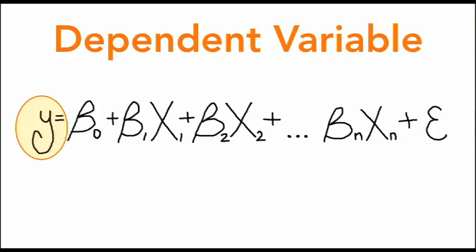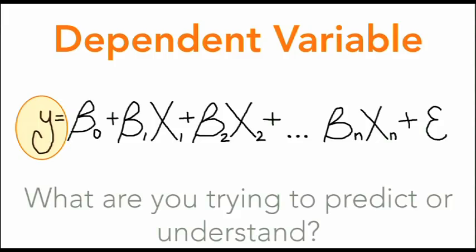So we start with that y. That's what we call the dependent variable. That's the thing that we're trying to model or explain. It's what we are trying to predict or understand. And we can see it's on the left side of the equation, right? So we want to say y equals something based on all these other things.